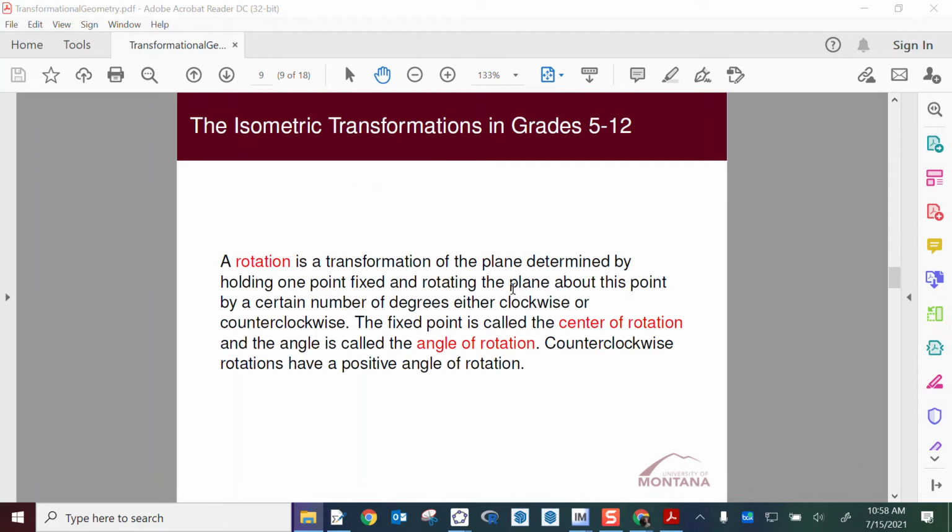So what about rotation? Rotation is a transformation of the plane determined by holding one point fixed and then rotating the plane about this point a certain number of degrees, either clockwise or counterclockwise. We call the fixed point the center, and the angle is called the angle of rotation, and we always think of counterclockwise as having a positive angle of rotation.